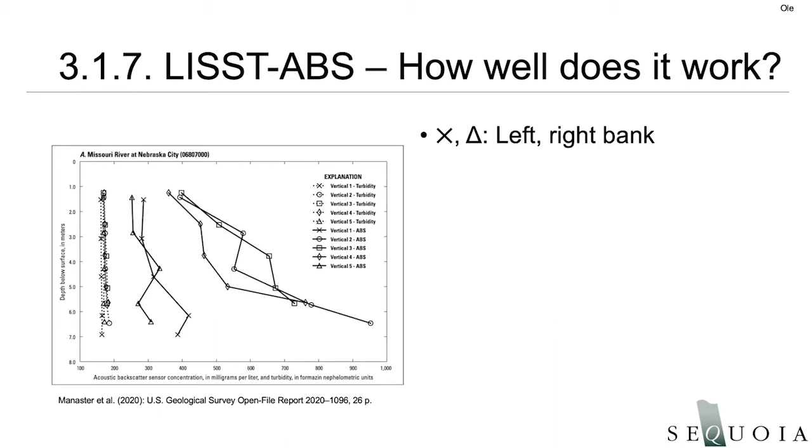It's more or less straight down like the turbidity sensors. That's just to give you an example of how well the ABS actually works. One thing you should be careful about is you shouldn't just see how well it tracks turbidity data.